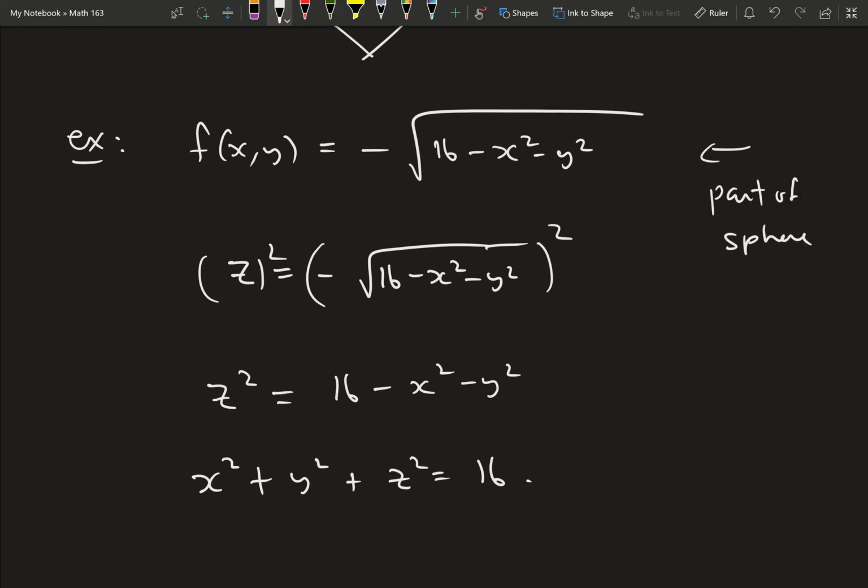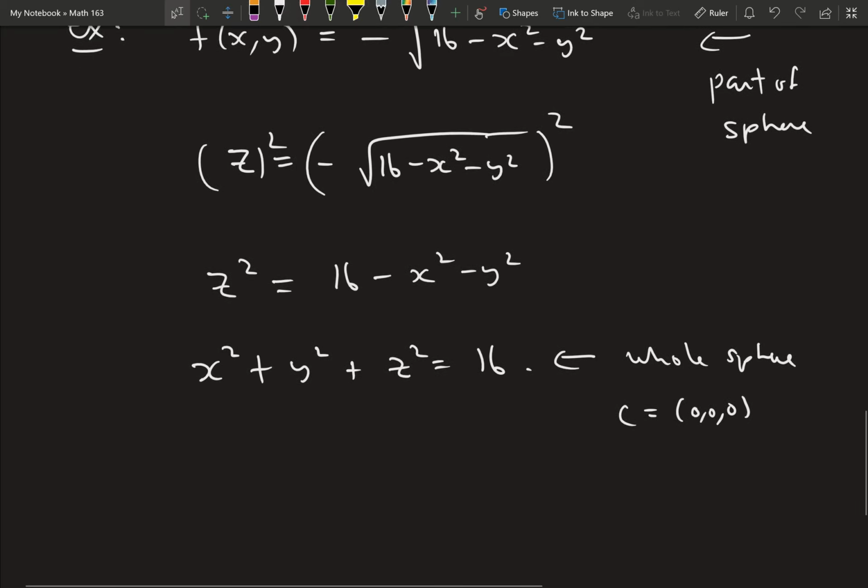because we know that this is the whole sphere. This is a whole sphere centered at 0, 0, 0, where the radius is 4.